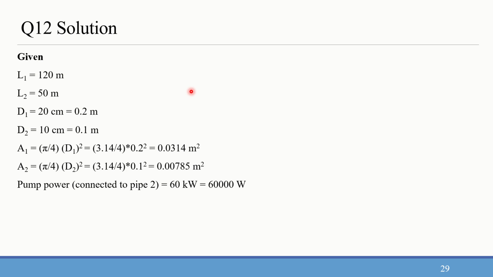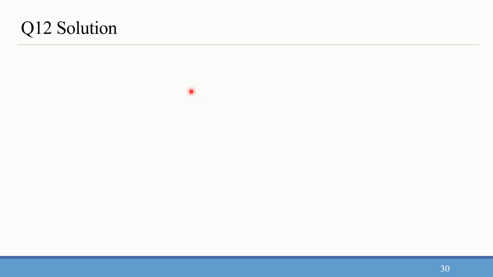Now, the pump power connected to pipe 2 is 60 kilowatts, or 60,000 watts. The density of the fluid is also given: gasoline flowing at 20 degrees Celsius has a density of 750 kg per meter cube, and the viscosity is 0.0002 kg per meter second. These are all the things given in the question, and we are asked to find the velocities v1 and v2.